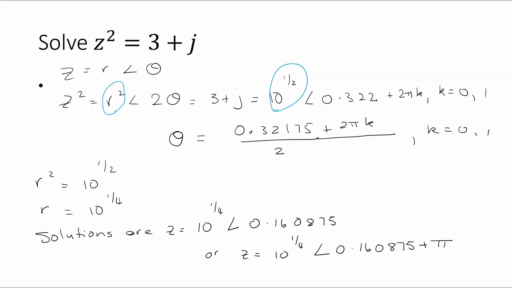And if you were asked to draw that, there would be the first root, 0.16 in there, and that would be the length 10 to the power of a quarter. And then the second root, because they're 180 degrees apart, would be down here. So it's at the same length. So there are the 2 roots of z squared equals 3 plus j.